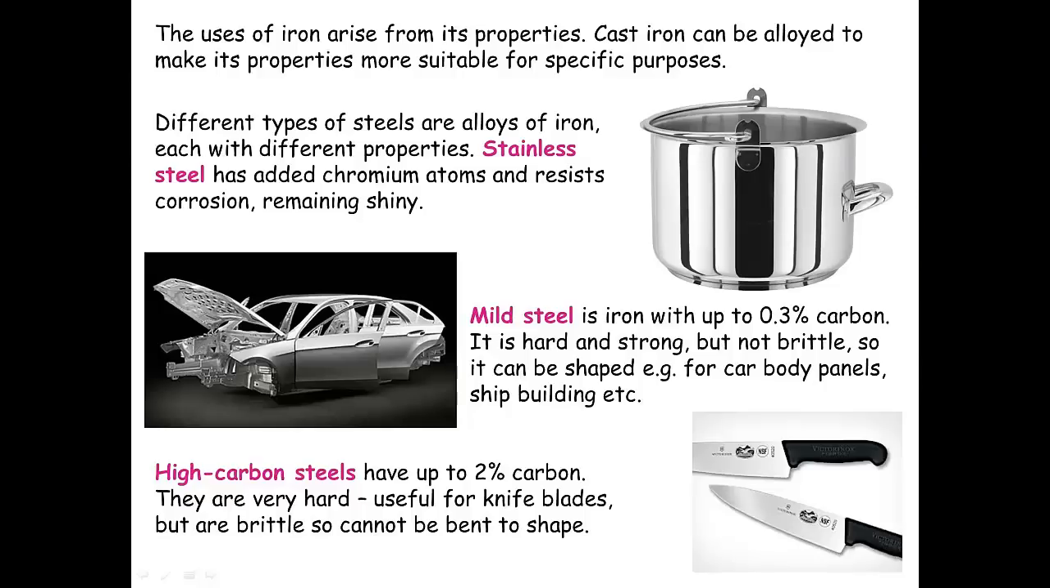The final alloy is high carbon steel. This can contain up to about 2% carbon. It is much harder than mild steel and is often used for things such as knives. However, it is brittle, and therefore that's why it's not used for car bodies, as it's not as easy to bend and shape.